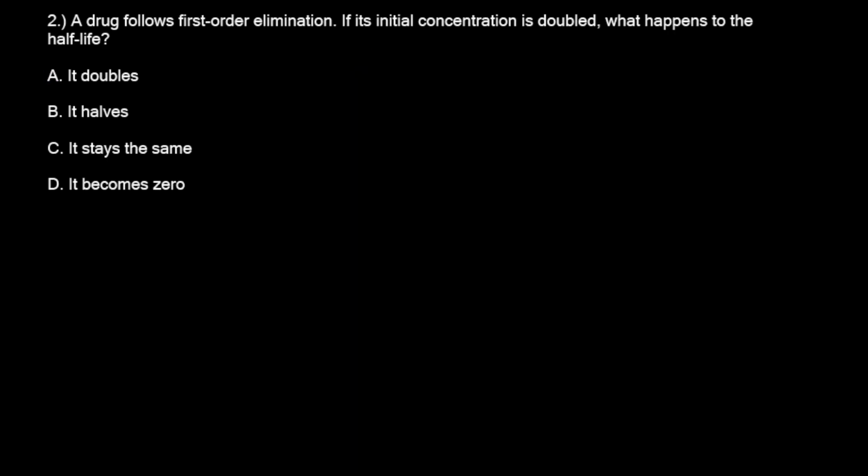Here's question number 2. It reads, a drug follows first order elimination. If its initial concentration is doubled, what happens to the half-life? Does it double? Does it get halved? Or does it stay the same? Or does it become zero?